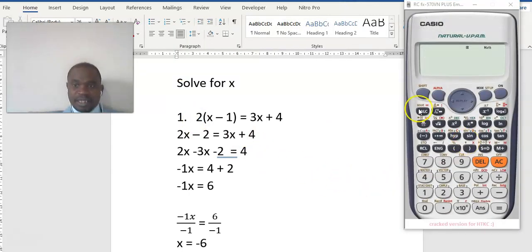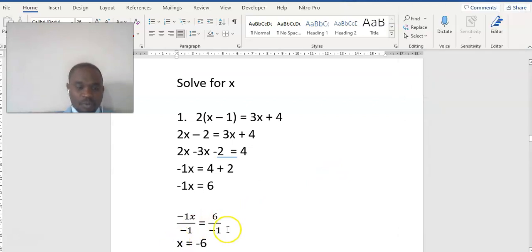Alright? So, what am I supposed to press? Negative 1 divided by negative 1. What we want is the correct answer. So, it's going to give us what? 1. Are we together?